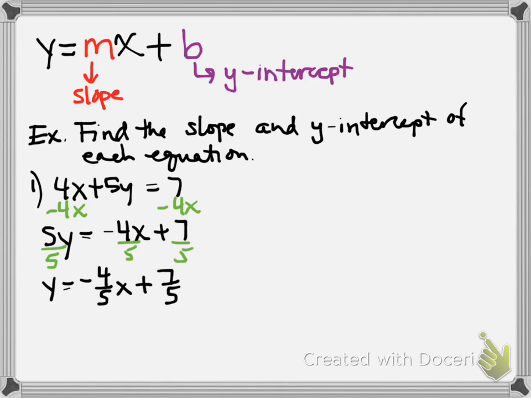Now, the directions didn't say write it in slope-intercept form. It told us to find the slope and y-intercept. So we're using the slope-intercept form to help us find those two key pieces of information. So, Charlie, what's the slope? 4/5. Careful. Anything that's between the equals and the x is the slope. Oh, negative 4/5. You've got to include the sign.